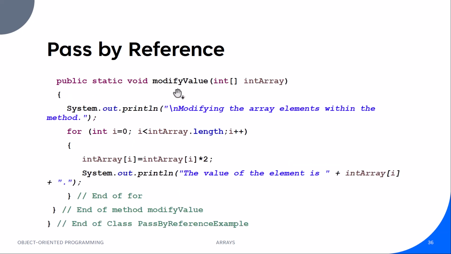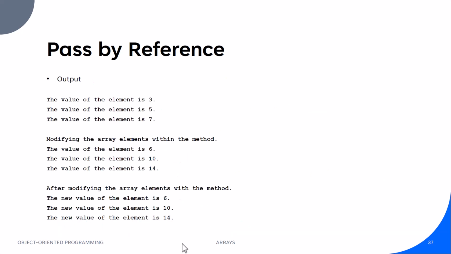And within the modify value method, we are going to multiply the values of array elements by 2, and we are going to print out the values. Here is the output of the program. First, we are printing the values of the array elements. Then we are sending this array to the modify values method.